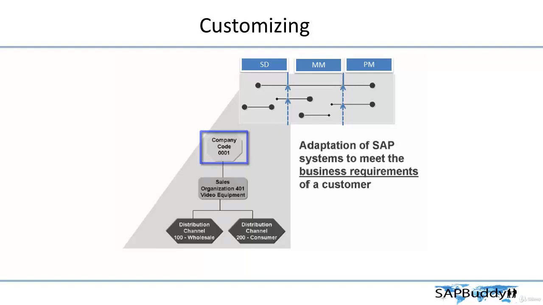So we need to configure this code in the SAP system, as well as each sales organization. This sales organization can be different from one country to another country, or even in one country you can have more than one sales organization. Inside the sales organizations you can have wholesale sales, as well as consumer sales, that is retail sales. Like this, you will have an organization structure in each and every company in order to fulfill your company requirement or your business requirement. These are configured in SAP system using SAP IMG. So these configurations are called customizing.